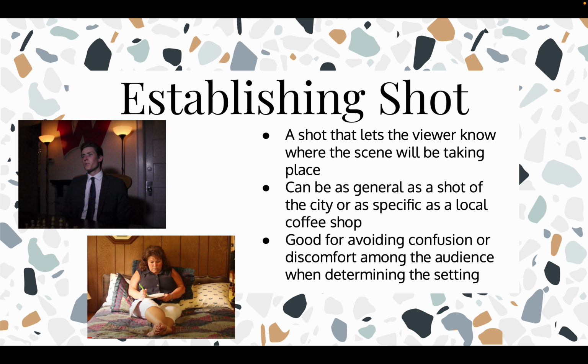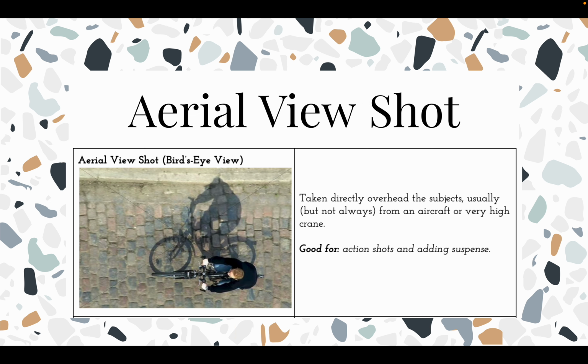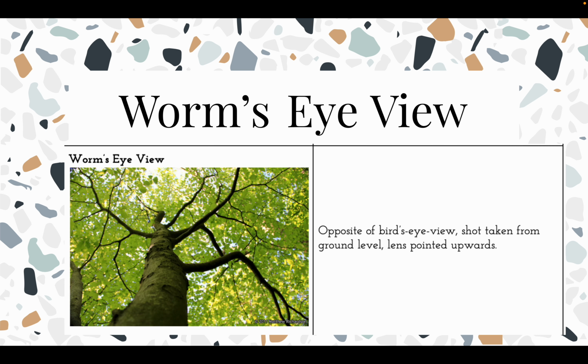You will typically see this in movies, maybe more than once. If you are changing your environment, you want to establish it before you continue your storyline. You can have an aerial view, which can also be called a bird's eye view, which is taken directly overhead the subject, usually from an aircraft or a very high crane, but you're kind of looking at their action and adding suspense.